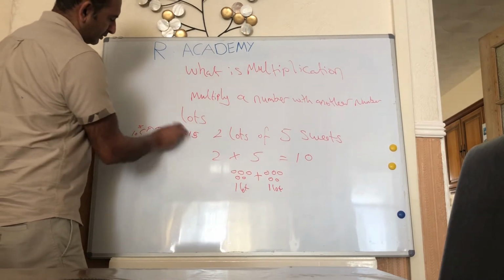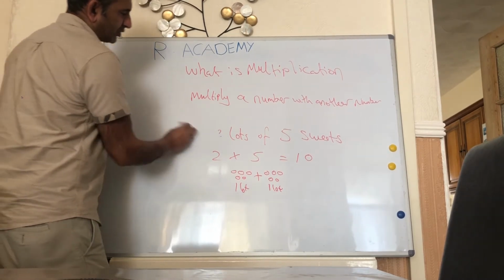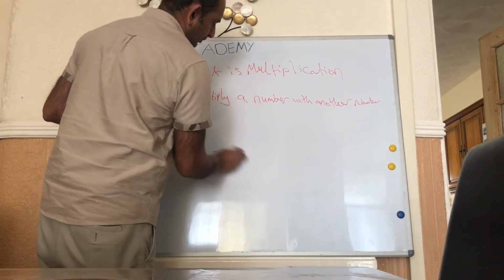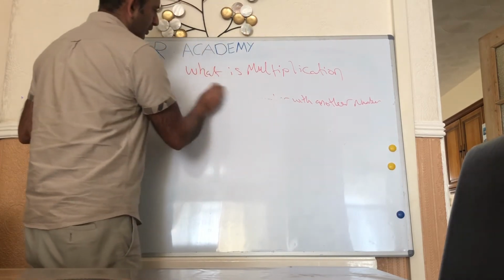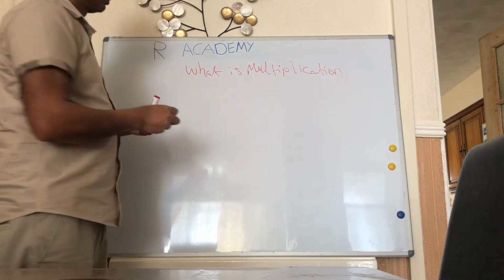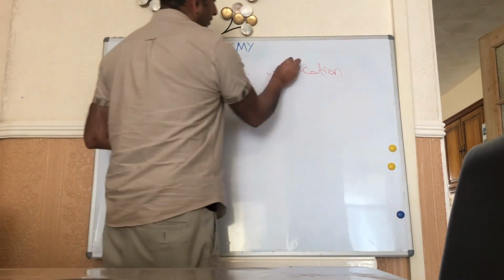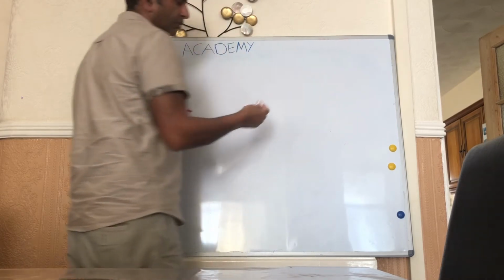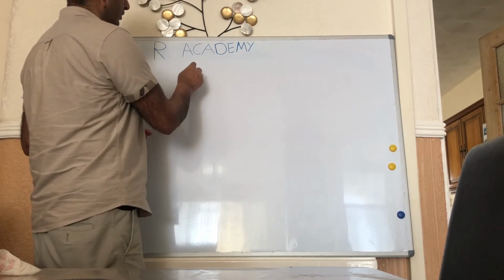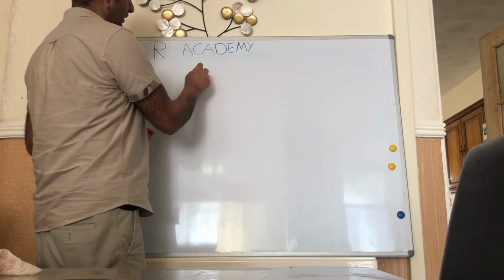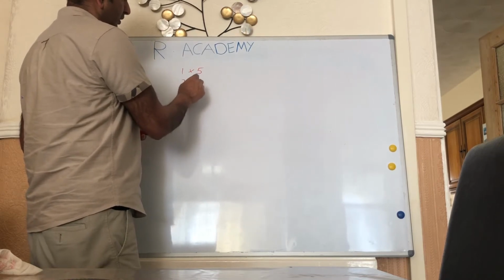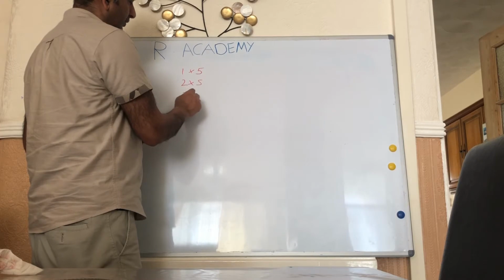Further to explain multiplication would be using tables. So multiplication tables are usually used to show what multiplication is. So if we're still working on the 5, a multiplication table usually is like this: 2 times 5, 3 times 5, and so on.